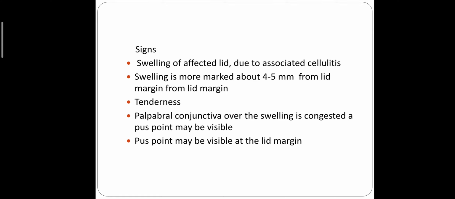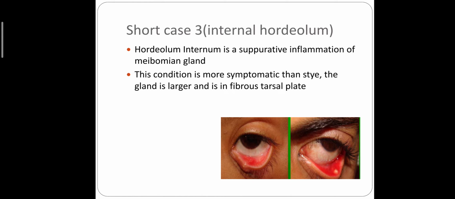It is usually 4 to 5 millimeter away from the lid margin. There is something called marginal internal hordeolum, which is present along the margins also, but most commonly internal hordeolum is located 4 to 5 millimeter away from the lid margin. It's mainly because of the location of the meibomian glands, and it is more tender. If you evert the lid, you can see the palpebral conjunctiva is congested, and you can see a pus point which is visible from the inside.